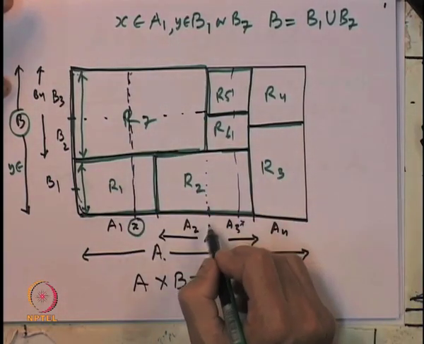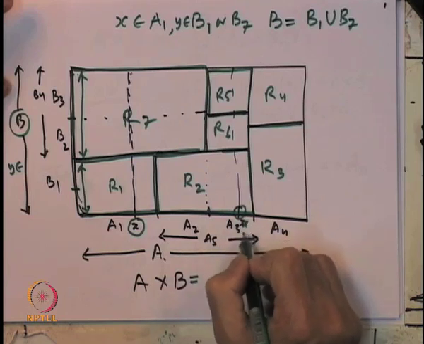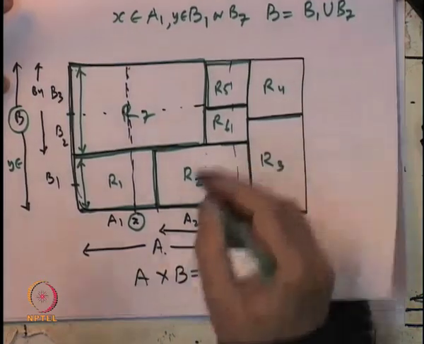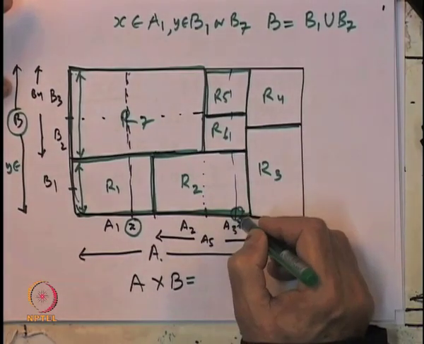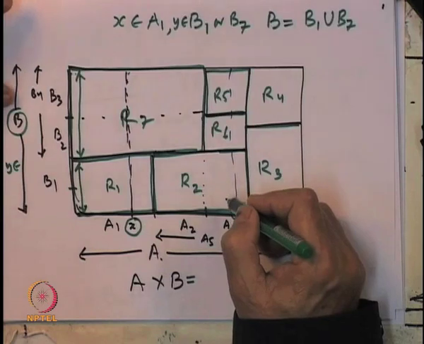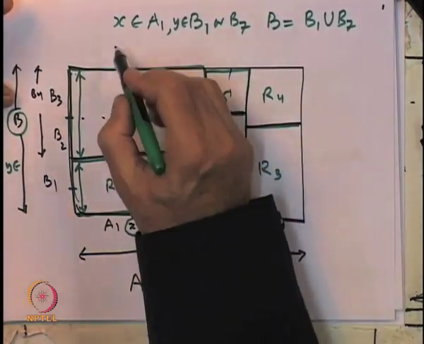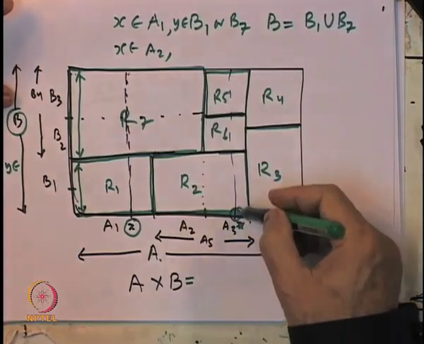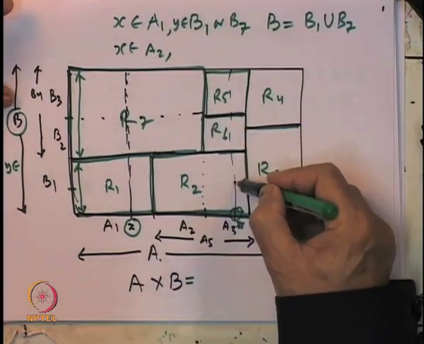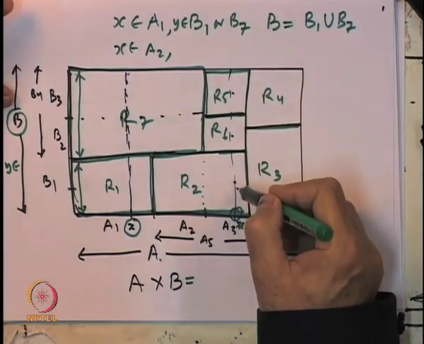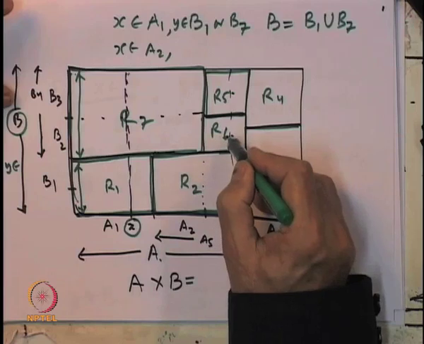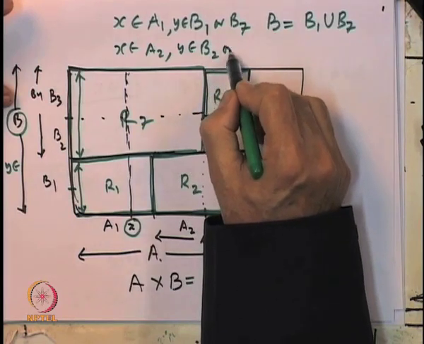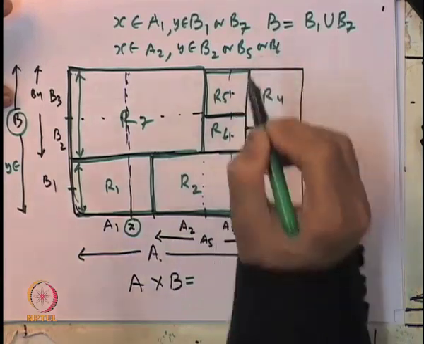For example, let us take a point x here, which belongs to A 2. If I fix this, then how does the y split? If x belongs to A 2 and that is fixed, then to be inside the rectangle, y can be here, here, or here. So, it will belong to B 2, B 6 and B 5. So, y can belong to B 2 or B 5 or B 6.